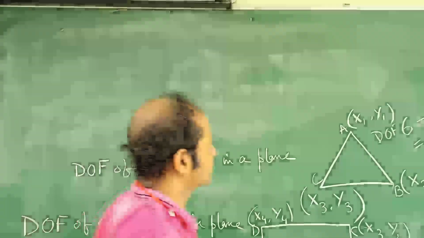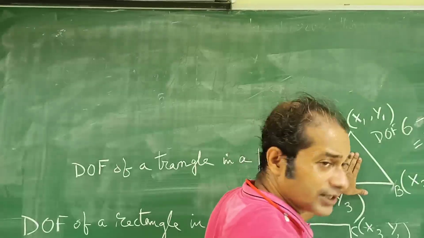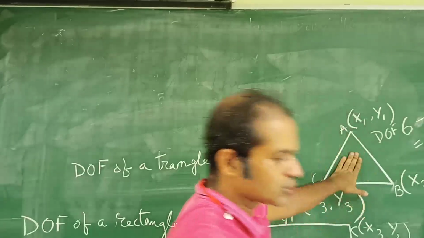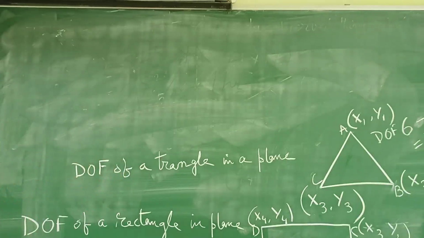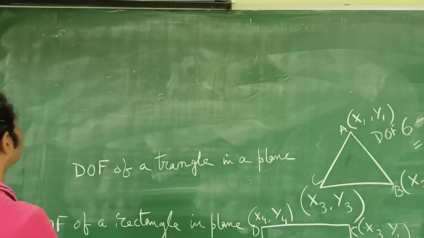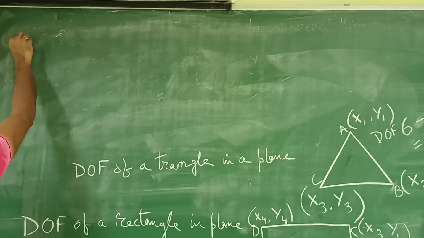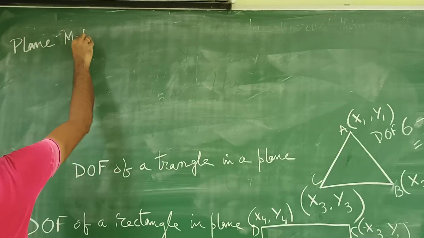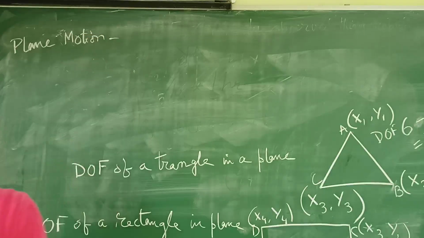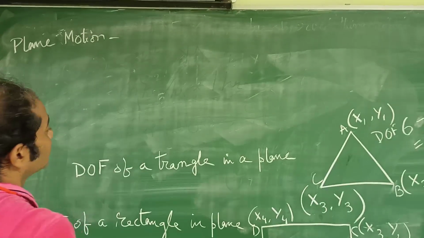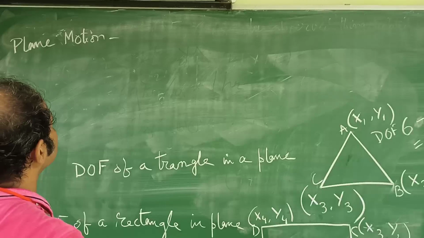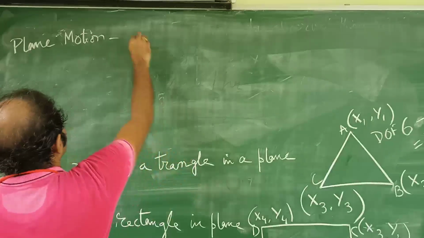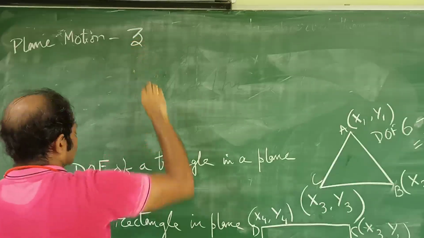Now look carefully that this triangle has 3 degrees of freedom. A straight line also had 3 degrees of freedom. So it means that for a planar body, now you are coming to plane motion, where the motion is occurring in a plane, the degrees of freedom possible is equal to 3.